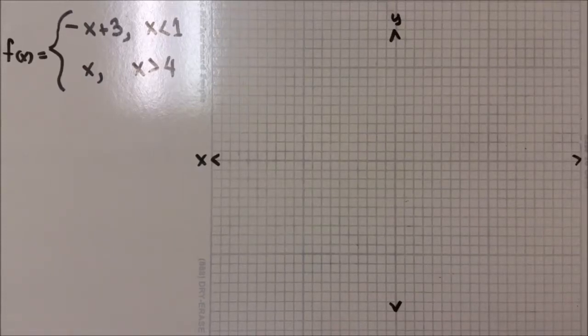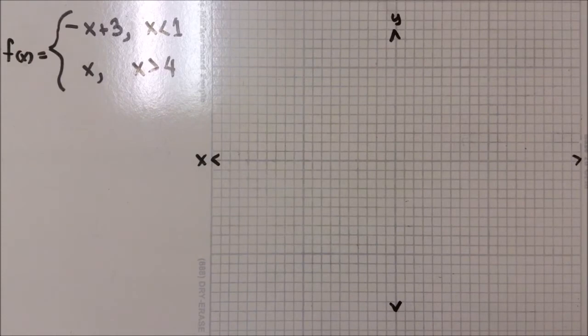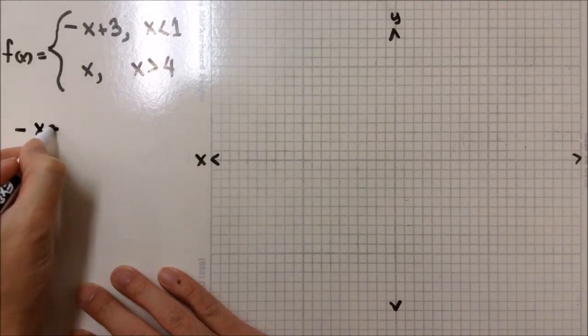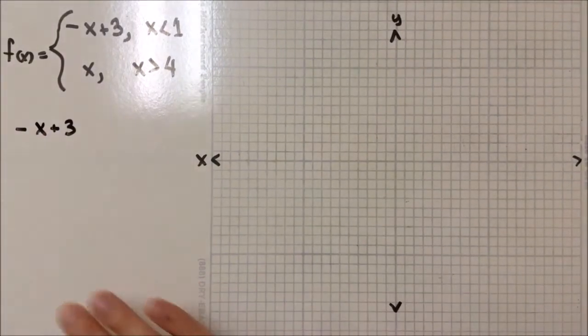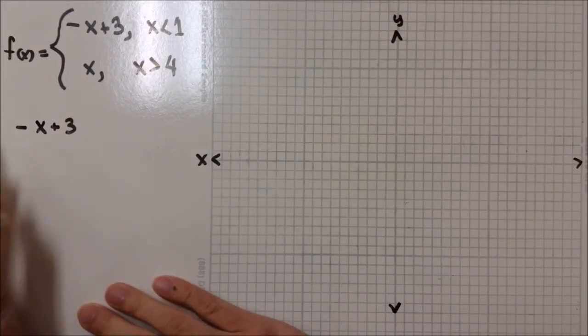Alrighty, it's graphing time. In this video, we're going to graph a piecewise function. We have two functions here, negative x plus 3 and x. So let's take a look at the first function, negative x plus 3. And this is a linear function, just like the functions that we deal with in Algebra 1, Geometry, and Algebra 2.